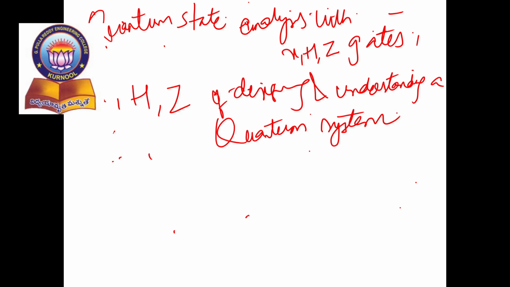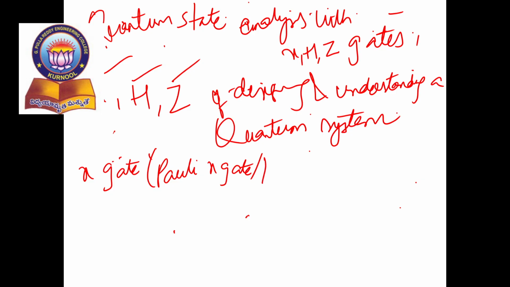So to analyze quantum circuits, we can use them in combination to build the circuits. So X, H and Z are the fundamental parts for designing and understanding the quantum system. First we'll understand the X gate. This is what we call the Pauli X gate, or it is also called the bit flip gate.